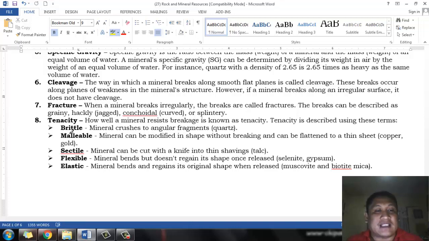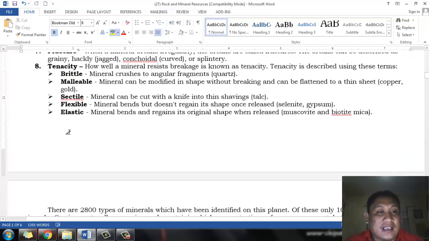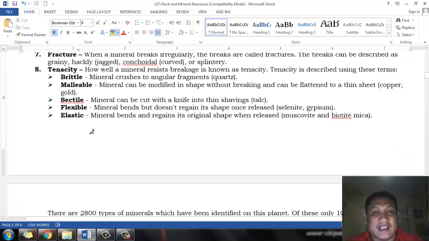And the last tenacity characteristic is this elasticity, being elastic. Stretch siya, din balik na siya form, stretch. So, mineral bends and regains its original shape when released. So, muscovite and biotite, mica are actually examples of minerals that can perform elasticity. That's part of our context of characteristics on tenacity.